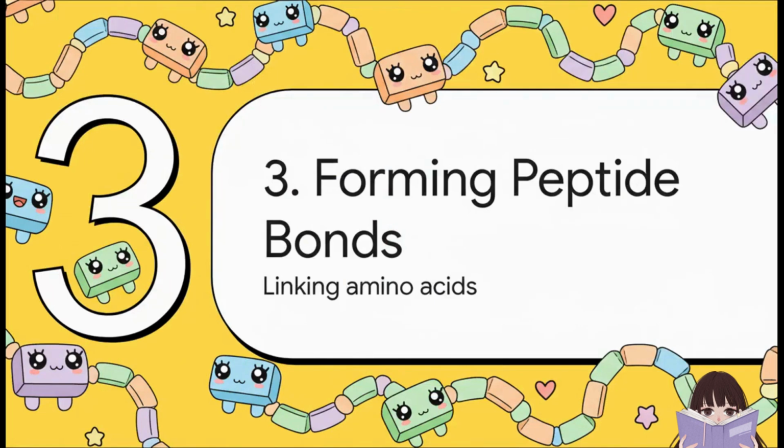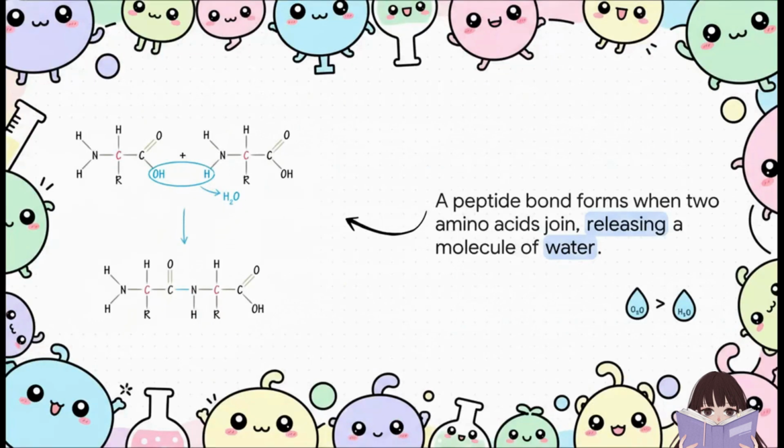Okay, so we've got a handle on the individual bricks. Now let's see how they actually link together to build those massive structures we call proteins. This diagram shows the whole process perfectly. It's a special kind of reaction called a condensation reaction. You might also hear it called dehydration synthesis.